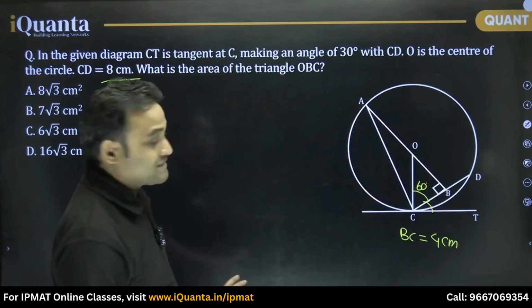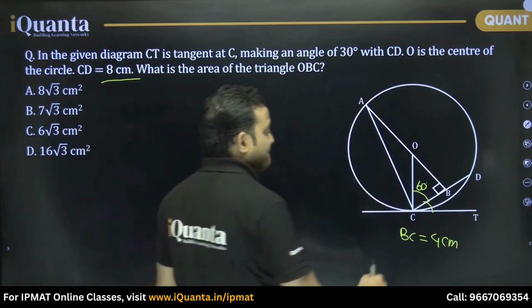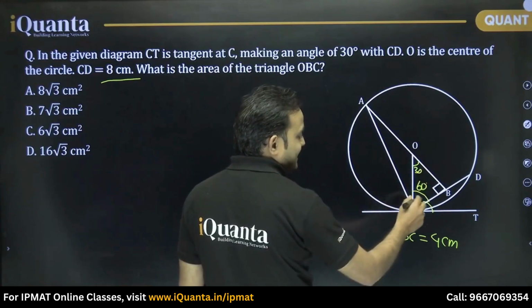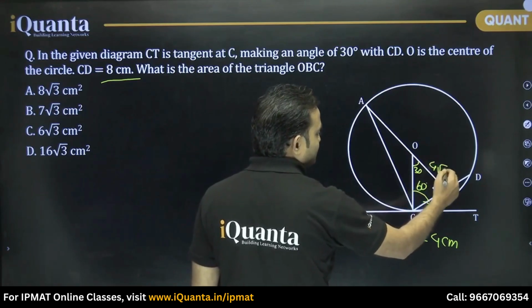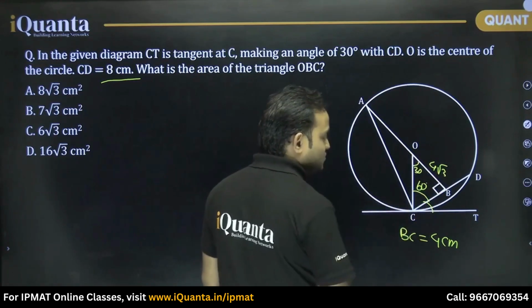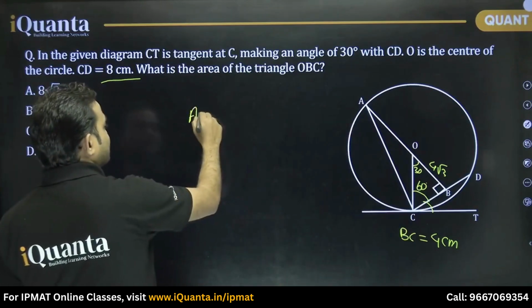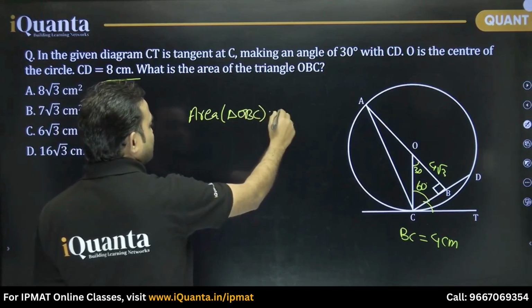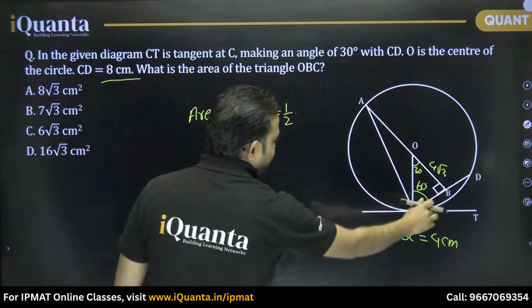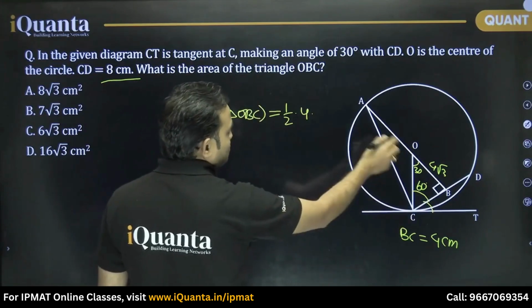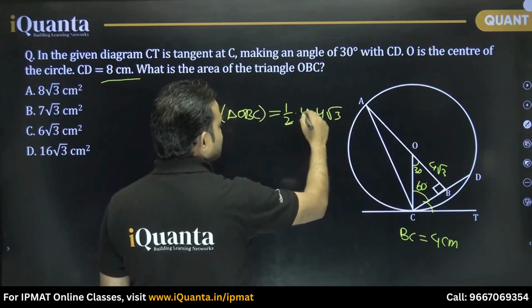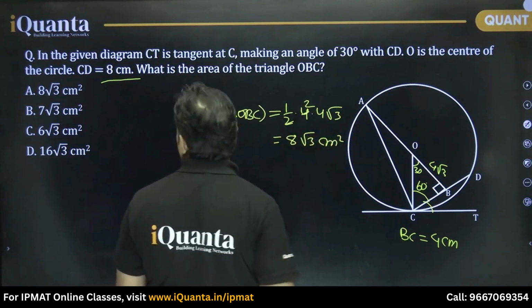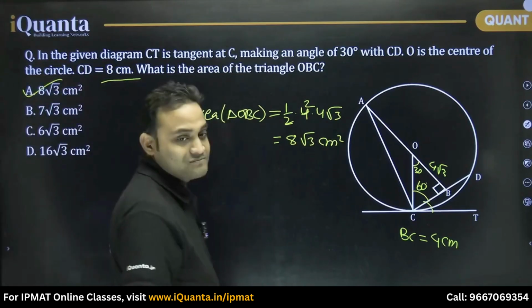Now using 30, 60, 90 triangle, can I say the side length opposite to 30 degree is 4, then the side length opposite to 60 degree is 4 root 3. So OB is equal to 4 root 3. What will be the area of triangle OBC? This will be equal to half of BC, which is equal to 4, into OB, which is equal to 4 root 3. So 2 times we get 8 root 3 centimeter square. So our answer is option A.